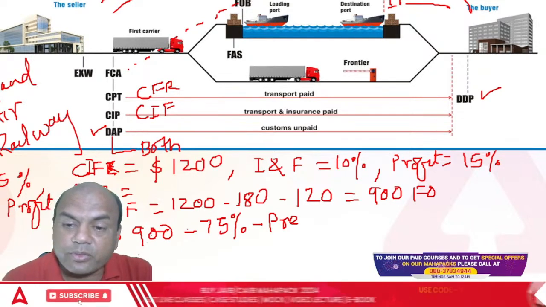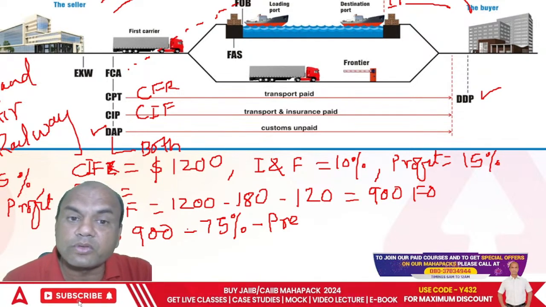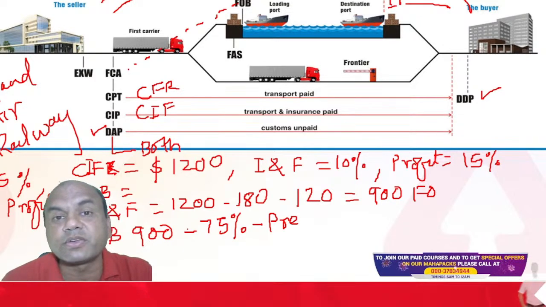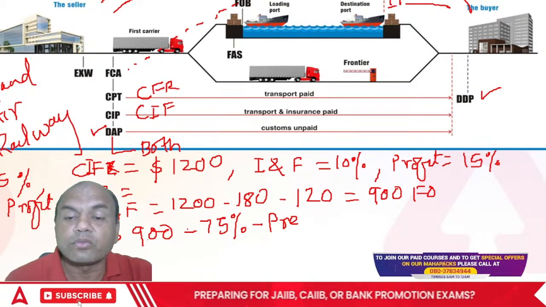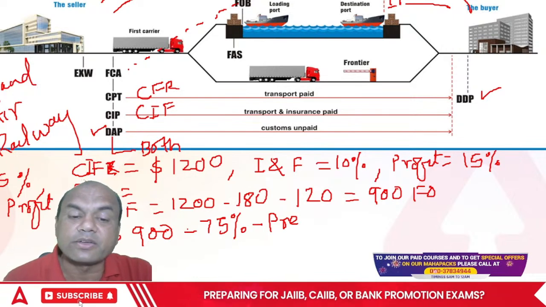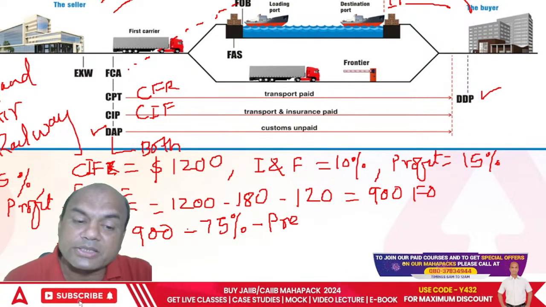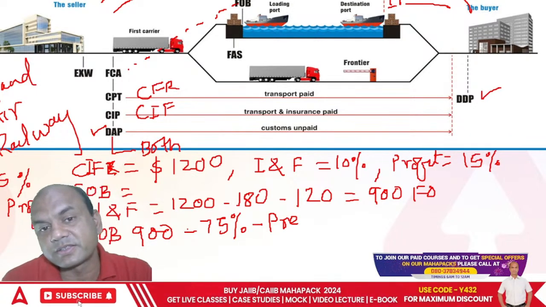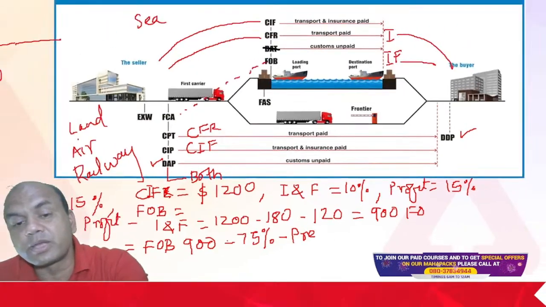But from this FOB value, what have you to do? You have to give the finance of 75% only. So from this 900, you will be paying 75% only. So this is the basic logic of pre-shipment finance. That's why I took this numerical over here.